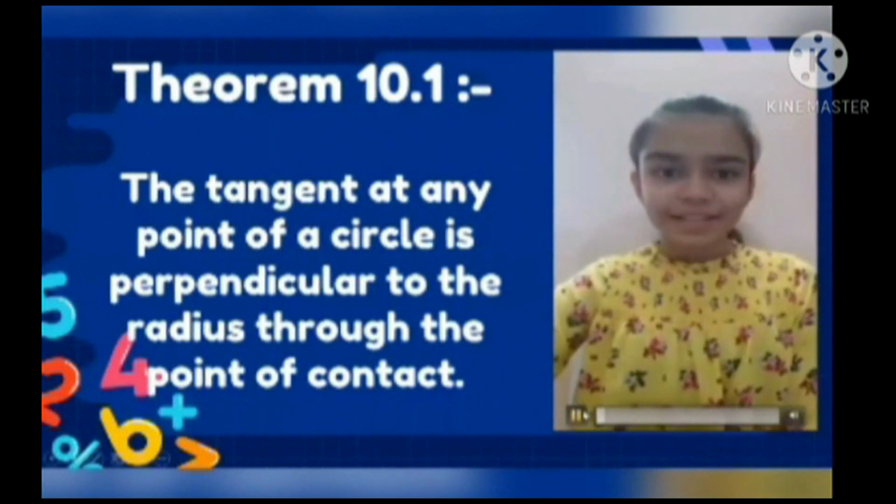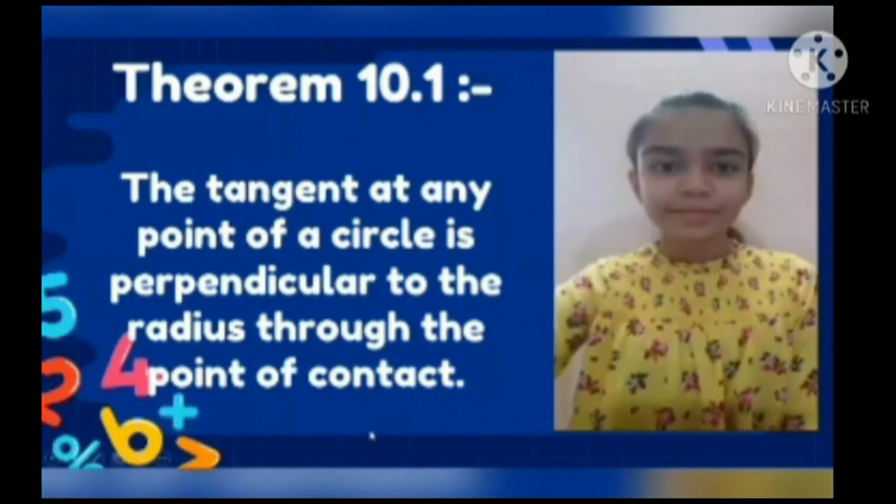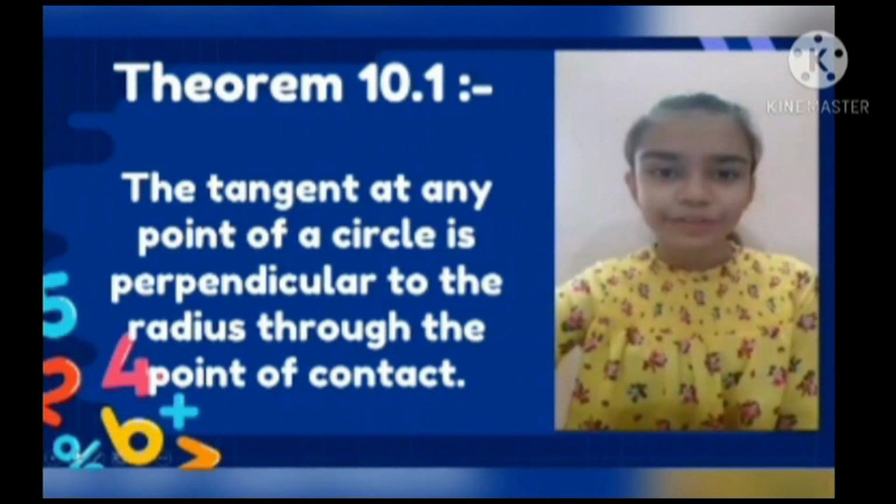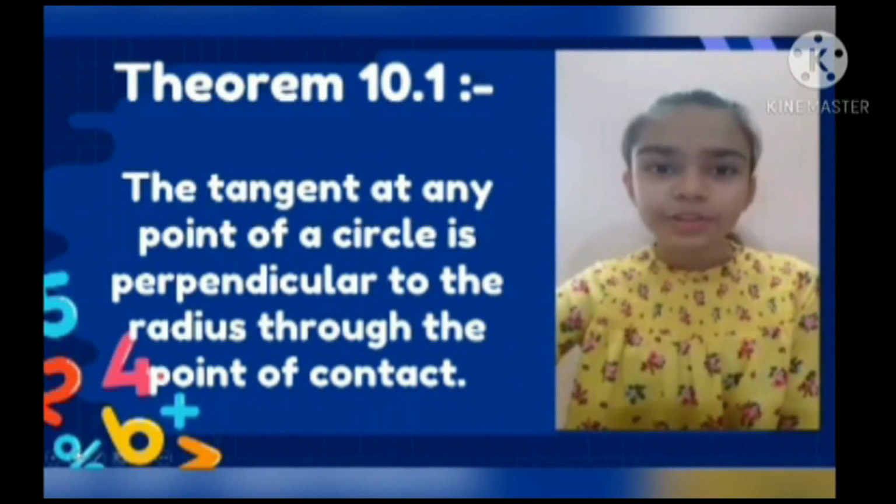Now we're going to learn theorem 10.1, which says that the tangent at any point of a circle is perpendicular to the radius of the circle through the point of contact.